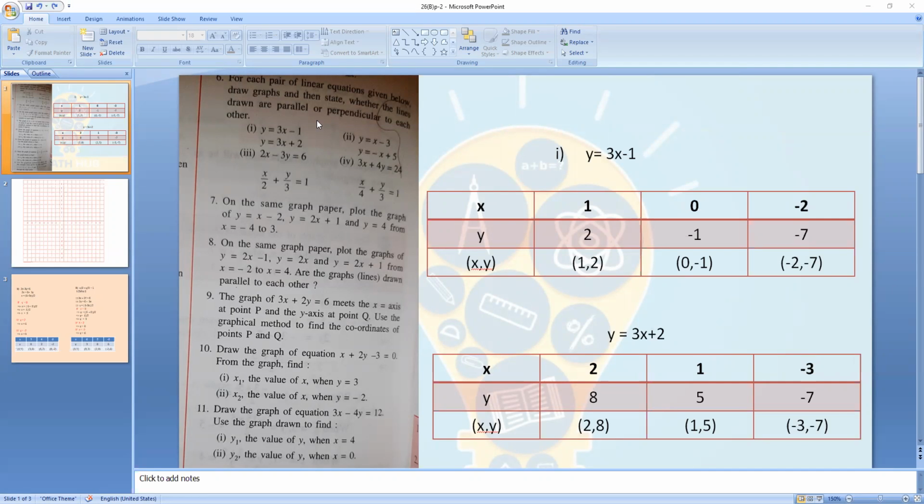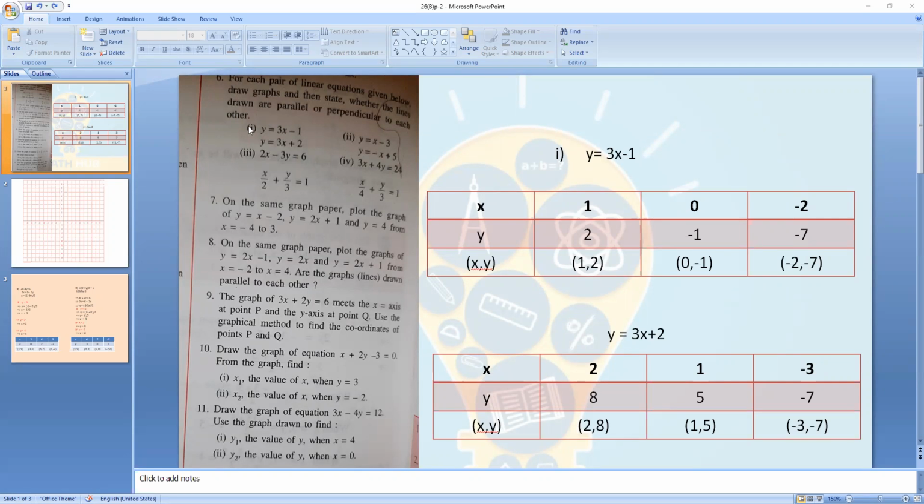In this video, let us solve remaining problems from exercise 26b. Moving on to sixth one. See here, for each pair of linear equations given below, draw graphs and then state whether the lines drawn are parallel or perpendicular to each other.